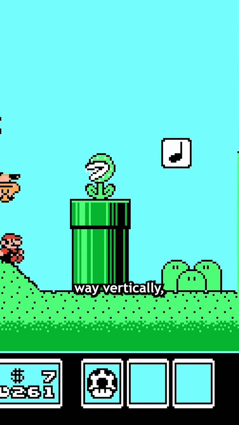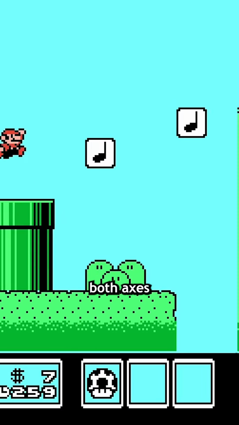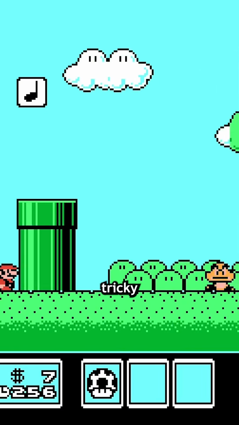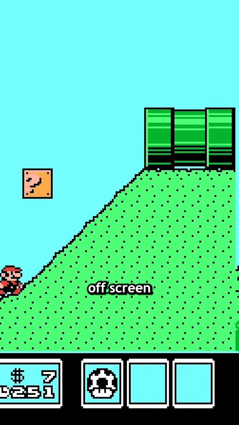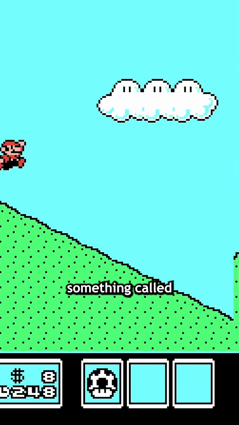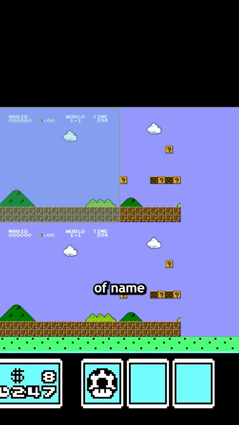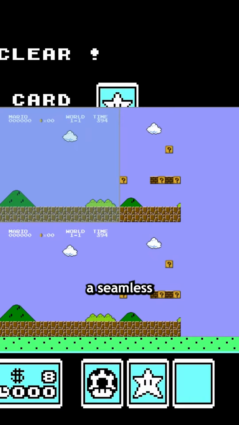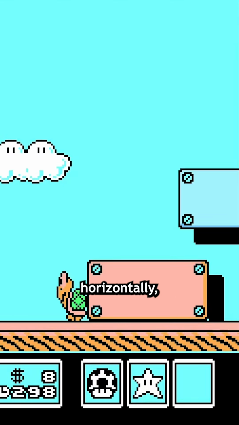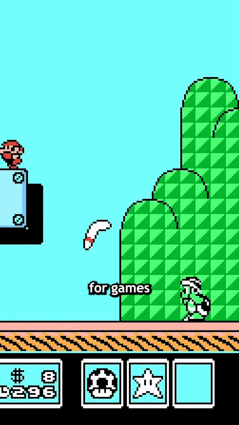This works the same way vertically, but when we're scrolling on both axes at the same time, things get pretty tricky because there is nowhere to smoothly and discreetly load in the next set of tiles off screen. Finally, there is something called name table mirroring, in which both sets of name tables and attribute tables are copied. This is an important part of keeping a seamless transition when scrolling. There is vertical mirroring for games that scroll horizontally and horizontal mirroring for games that scroll vertically.